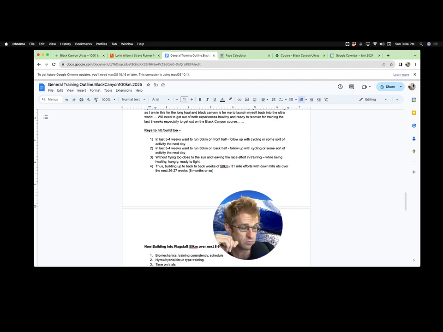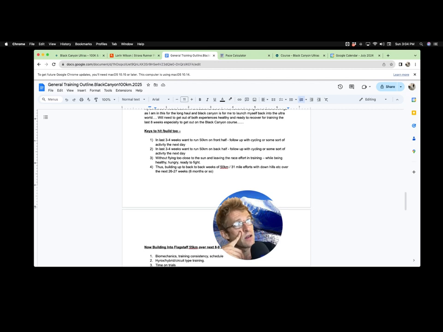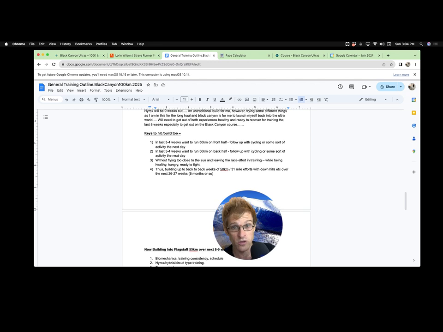Other goals, I want to get through the training block without flying too close to the sun, also known as leaving my race in training. I've done that a lot, and I have found that a mature athlete or a mature person, you want to go into the race healthy, hungry, ready to fight. You don't want to leave your race in training. Leaving your race in training comes from fear at the end of the day. Yes, you want to push the boundaries, but at this point in my life, I know where that boundary is.